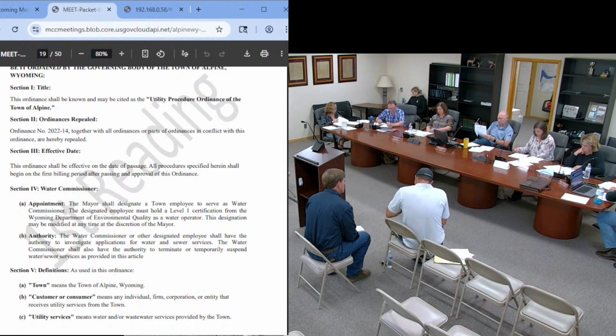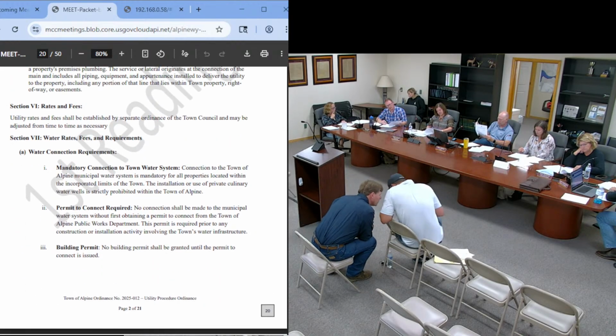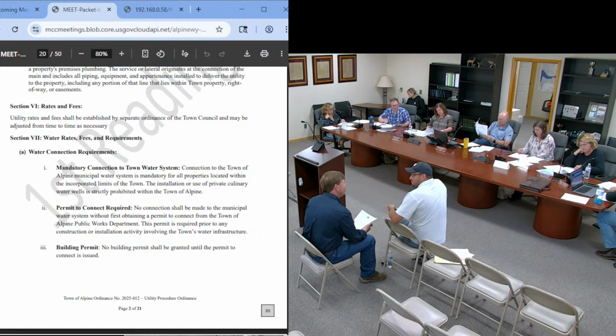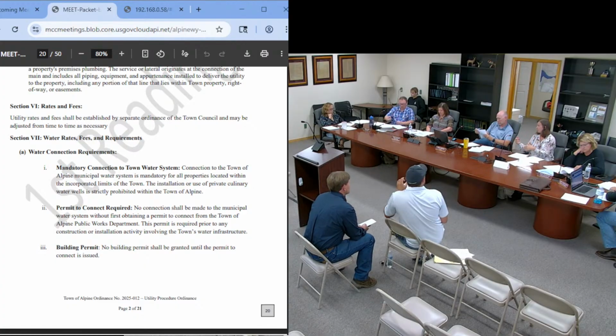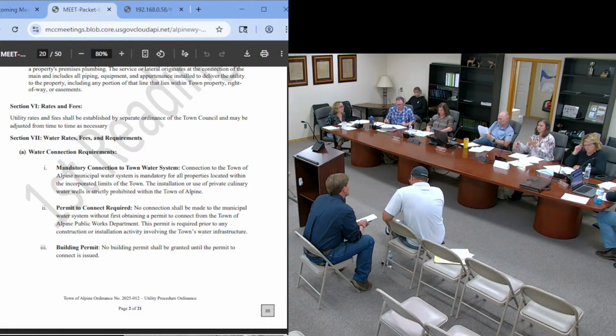Page 2, under water connection requirements. The language says connection to the Town of Alpine municipal water system is mandatory for all properties located within the incorporated limits. How I read that on my first go-through was that the second we pass this, you're going to have a chunk of people in the town that are out of compliance with this ordinance. Or is this as people are buying, selling homes, making adjustments, phasing out their septic tanks, that they're going to come online?